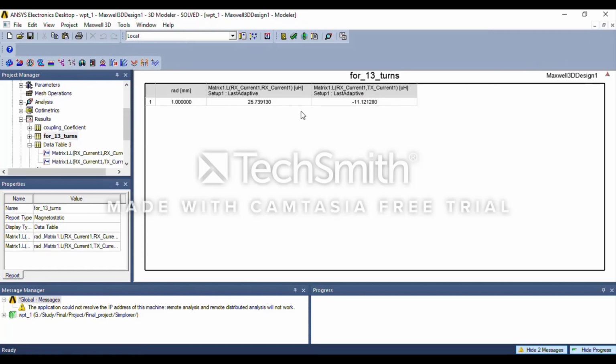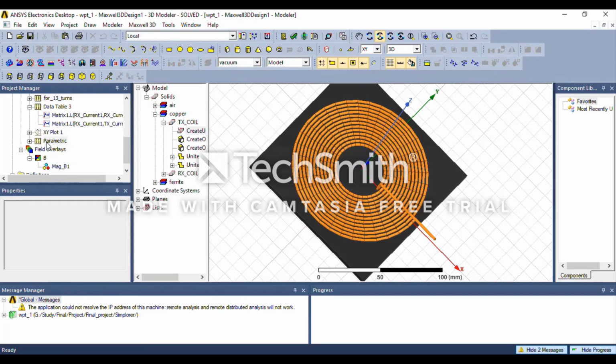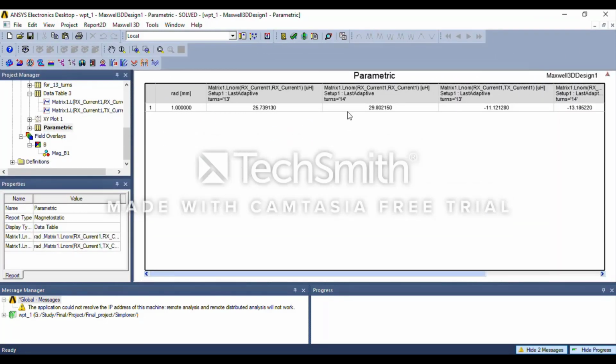Also, as I have already said, we have run the parametric analysis taking the number of turns of the coil as a variable quantity, and as we can see, for 13 turns the self inductance of the coil is 25.73 microhenry, while for 14 turns it is nearly about 29.80 microhenry. Again, these are the self inductances, and the mutual inductances between the two coils we will see in the later part of this video.